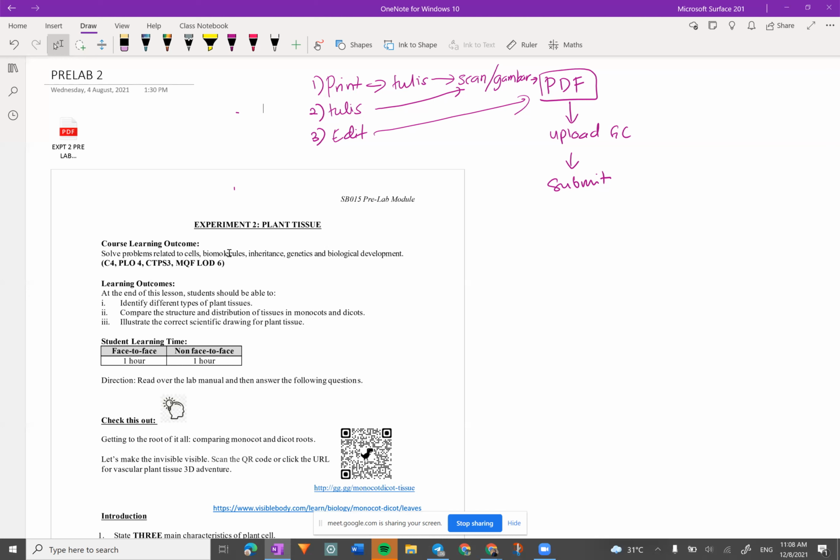Boleh. Tapi then again, this is not my class. So you kena submit kepada Puan Masna. Right? So now, let's look at what we have here.